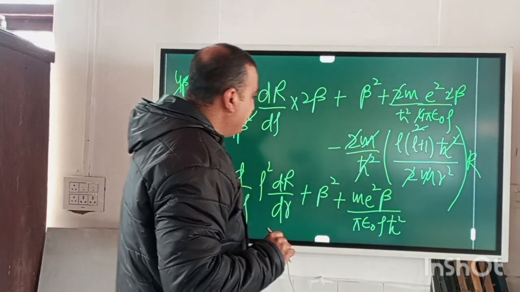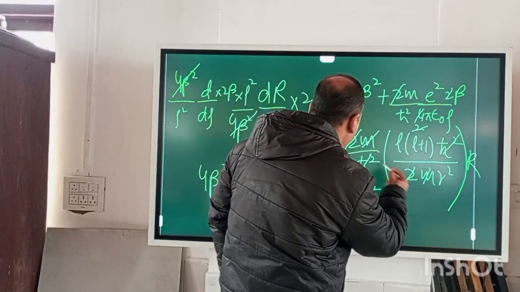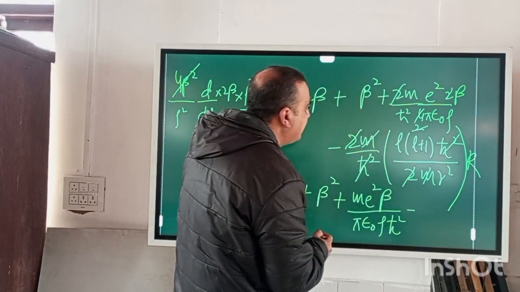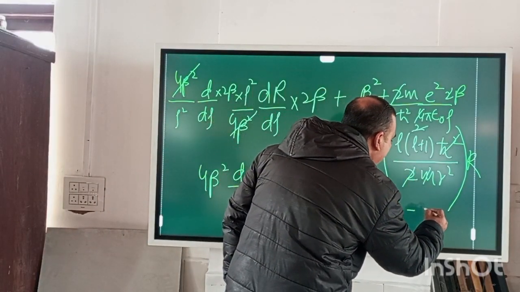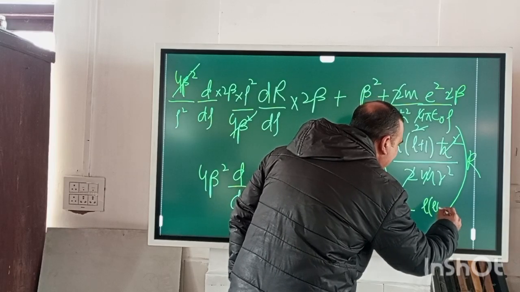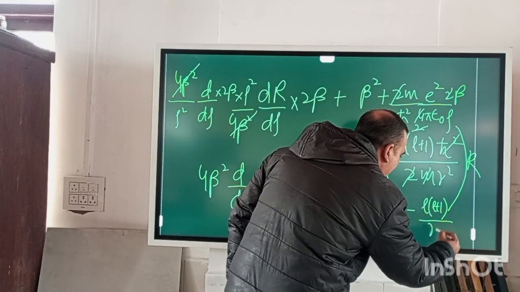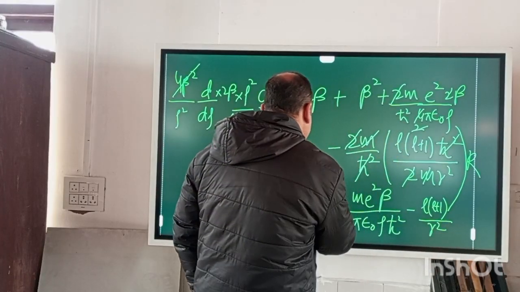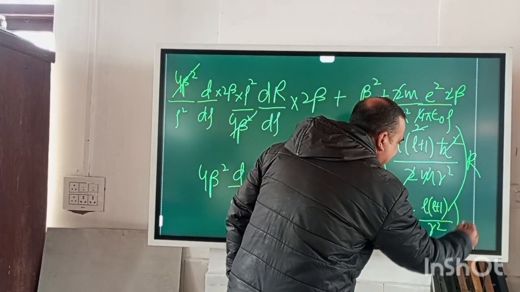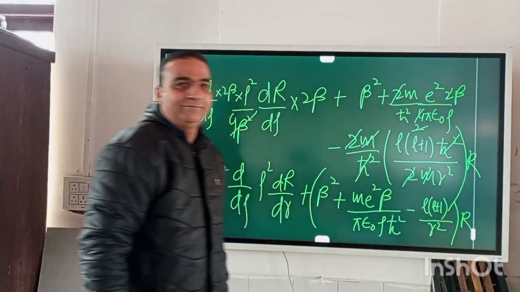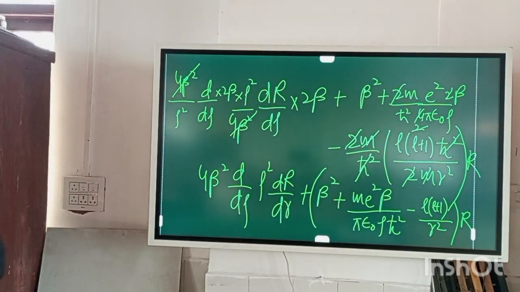Okay. So then here what you have? Minus L times L plus 1, then divide by rho square. I can keep a bracket here, and here you have R. Right? What should I do to further simplify it?